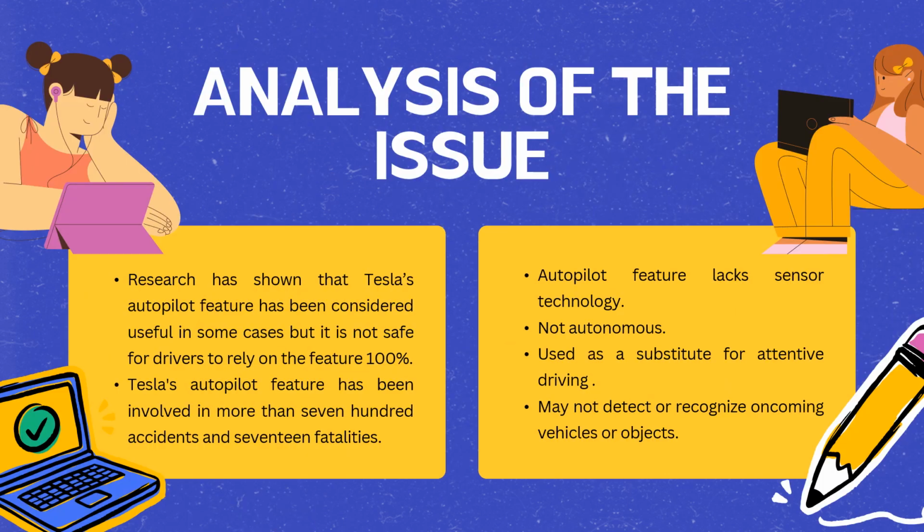Analysis of the issue, which means why is the Tesla autopilot feature an issue? Well, research has shown that Tesla's autopilot feature has been considered useful in some cases, but it is not safe for drivers to rely on the feature 100%. Tesla's autopilot feature has been involved in more than 700 accidents and 17 fatalities. It also lacks sensory technology. It is not autonomous and is also used as a substitute for attentive driving, and it may not detect or recognize all oncoming vehicles or objects.